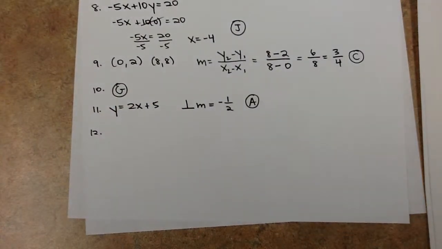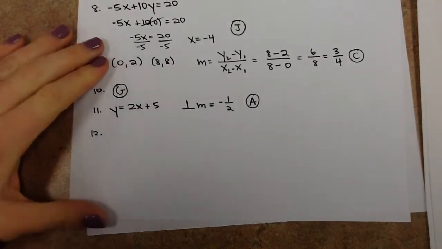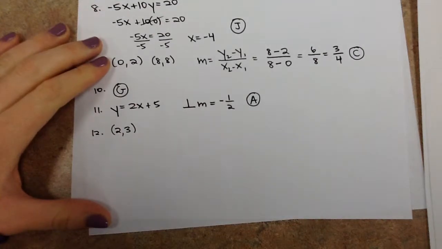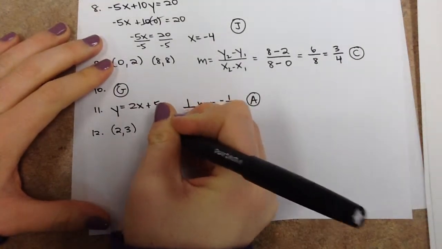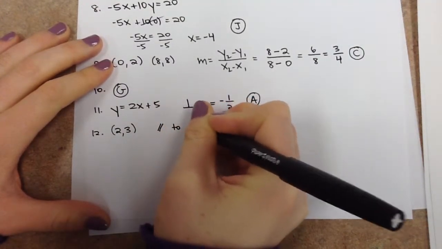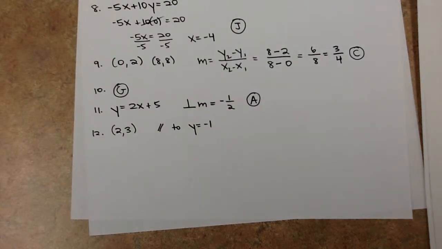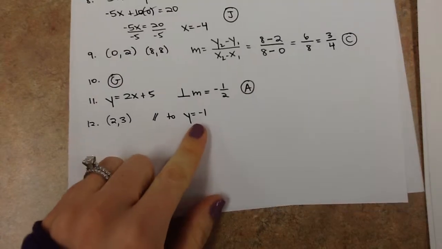Line A goes through (2, 3) and is parallel to line B with y equals 1. Okay, so the line goes through (2, 3), and it's parallel to the line y equals -1. Which point also lies on line A? Okay, so this one's a little bit tricky. So it's parallel to this line.